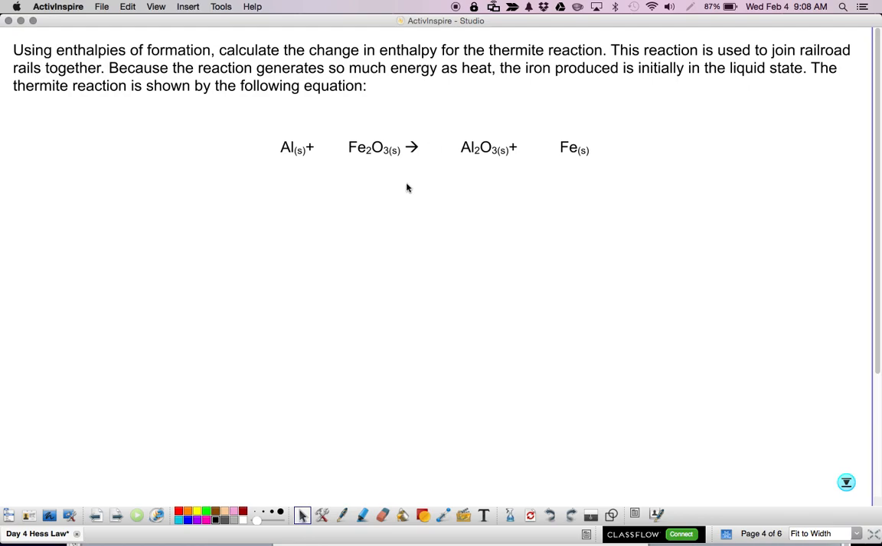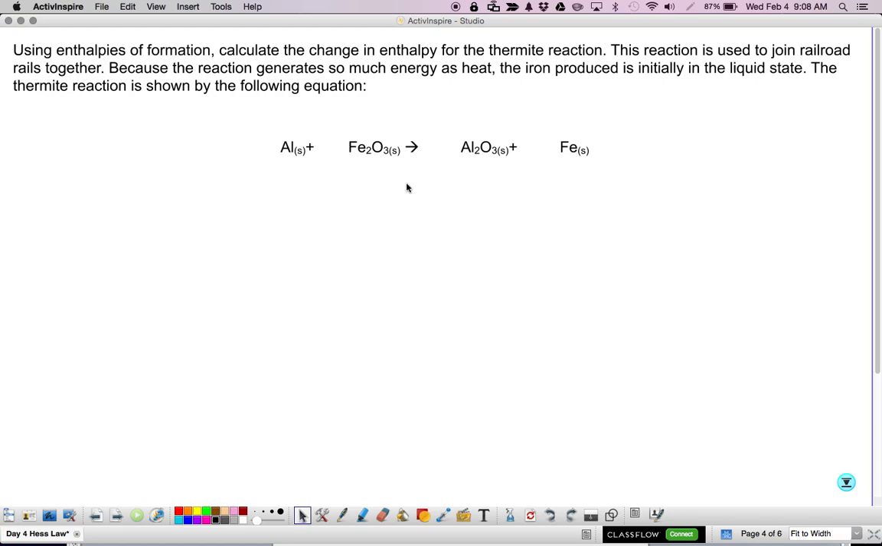Here's your next example. Using enthalpies of formation, calculate the change in enthalpy for the thermite reaction. This reaction is used to join railroad rails together, and we do a demonstration of this in our June term course. Because the reaction generates so much energy as heat, the iron produced is initially in the liquid state. The thermite reaction is shown by the following equation.